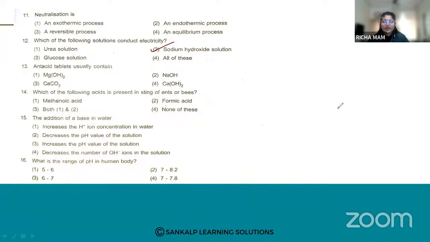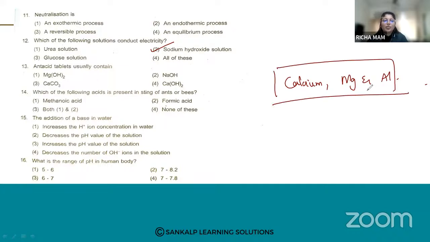So antacid usually consists of calcium, magnesium, and aluminum as the active ingredients. It will be present in the form of salts. So magnesium hydroxide. The answer is magnesium hydroxide. Antacid usually contains magnesium hydroxide. Okay, let us go for the next one.